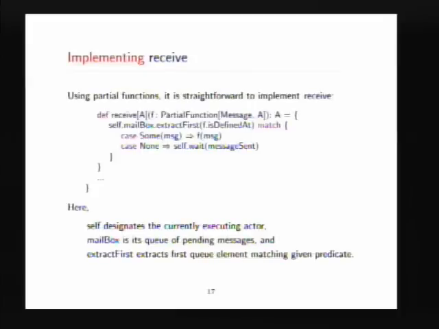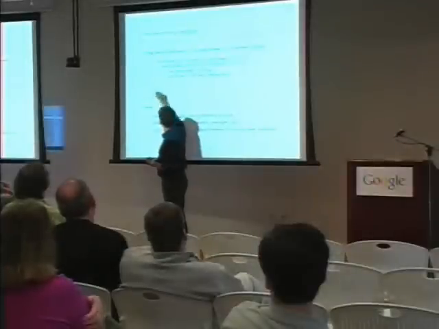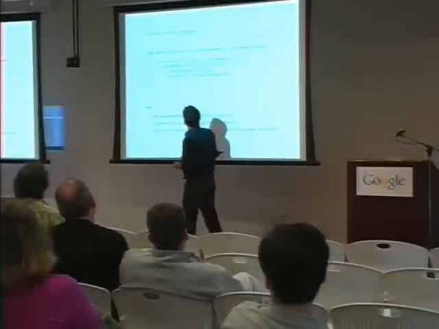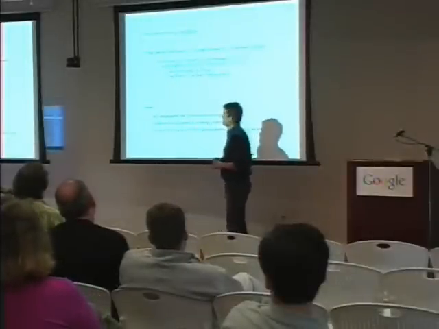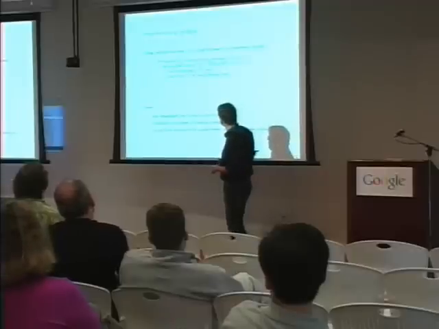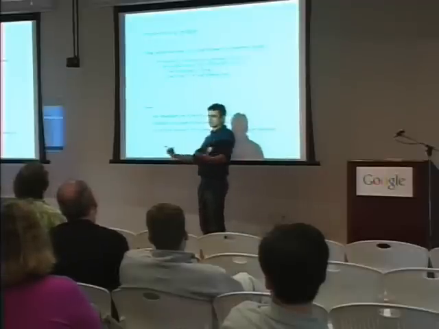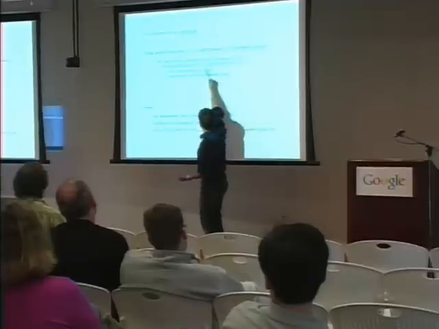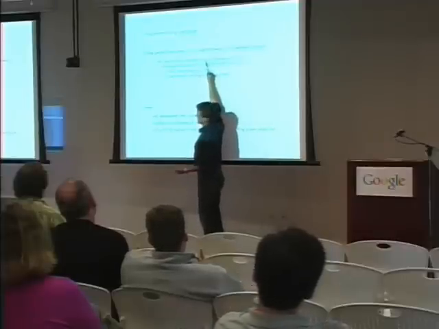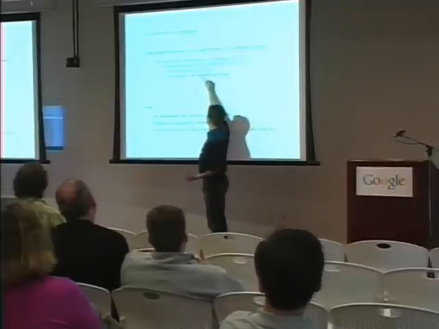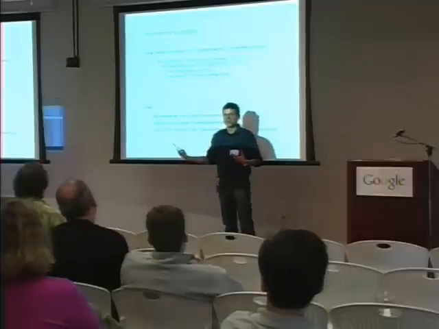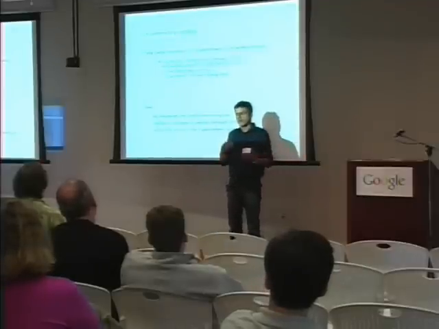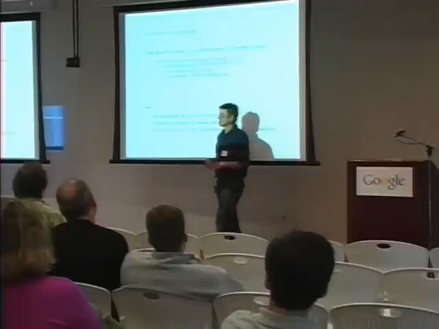And what do we need to do? Well, we need to look at our own mailbox. Self is a global variable that gives us the currently running actor. So we do self.mailbox.extractFirst, a standard method on queues in the Scala collection libraries. ExtractFirst extracts the first message that matches a given predicate. What predicate do we have to pass? We have to pass a predicate that says our partial function is actually defined for that message, which is just f.isDefinedAt. F.isDefinedAt means for arbitrary x, return f.isDefinedAt(x). So that's exactly what we need.